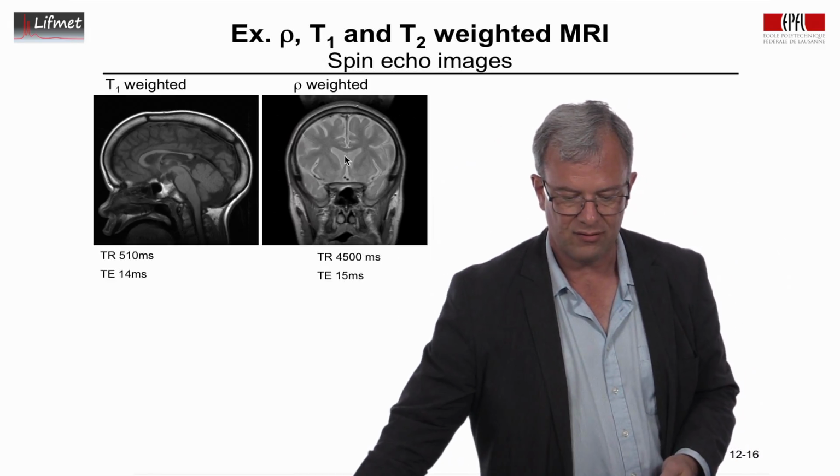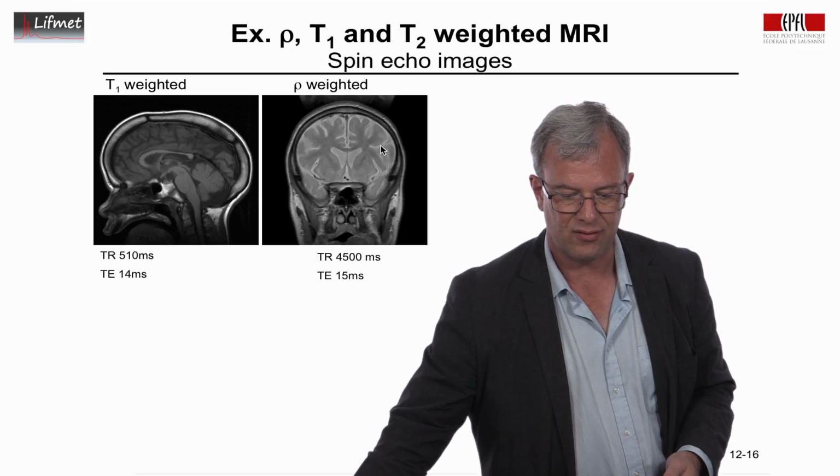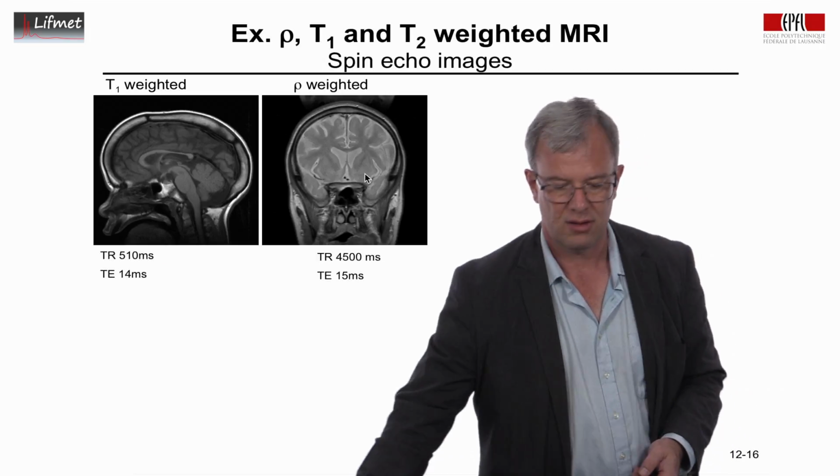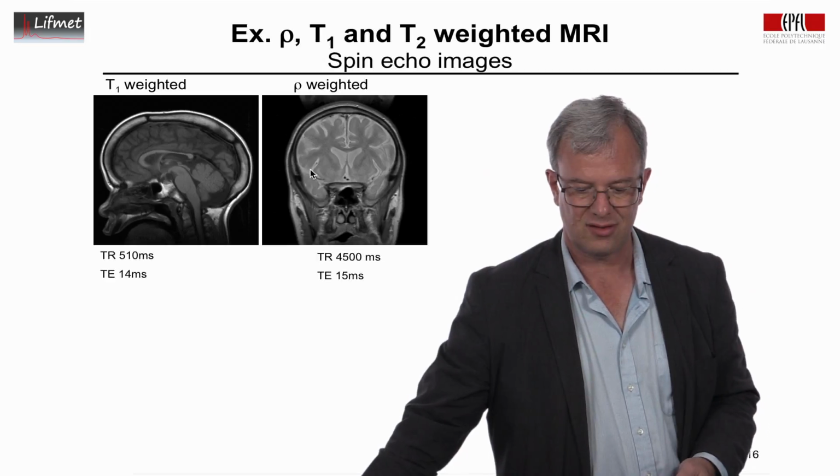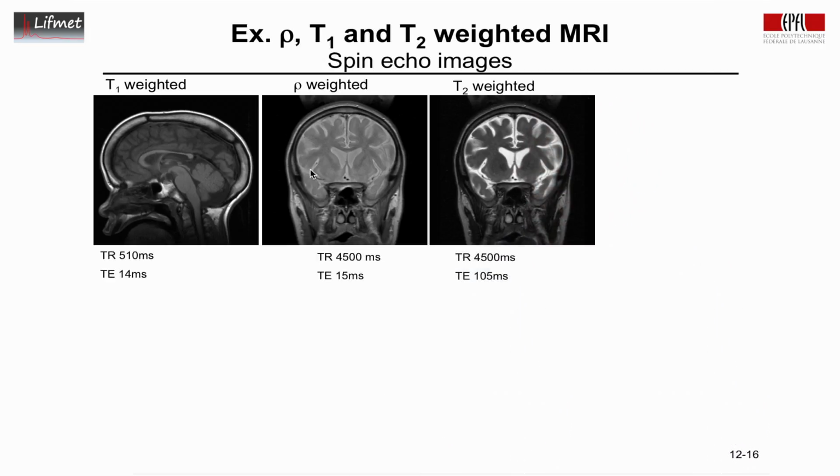So we can see the ventricles very bright, the CSF bright, because this is 100% water. It's not very bright, but it's brighter. It's a grayish image. And T2 weighted here now, the TR is 4.5 seconds and the TE is 100 milliseconds.